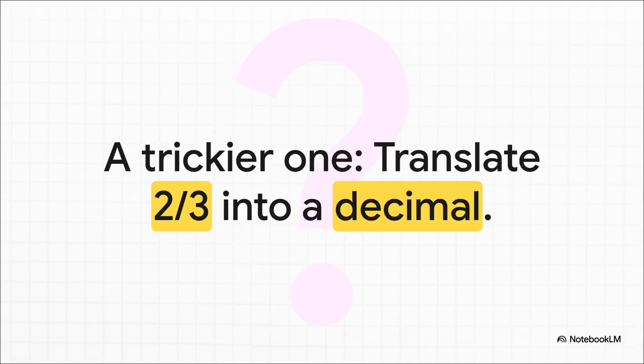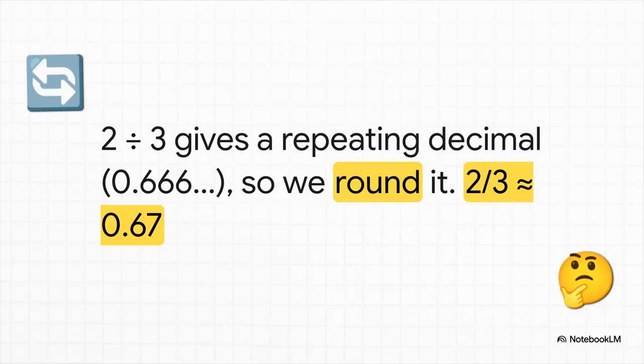Okay, last one for the test, and this one's a little bit of a curveball. What happens when you try to translate 2/3 into a decimal? Go ahead, try dividing 2 by 3. You'll see something interesting happen. Yeah, you get a repeating decimal. It's 0.6666, and it just goes on forever. So what do we do? We round it. That little squiggly equal sign there means approximately equal to. So when we round it to two places, 2/3 is about 0.67.